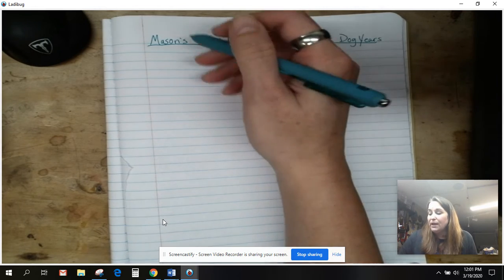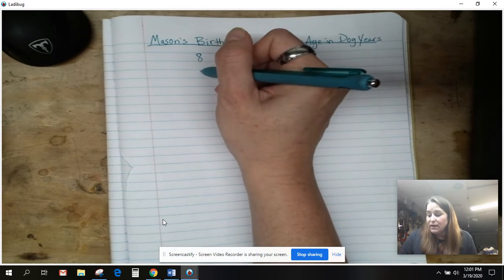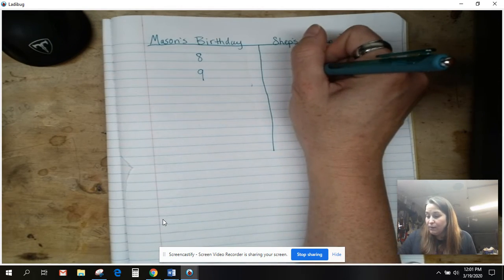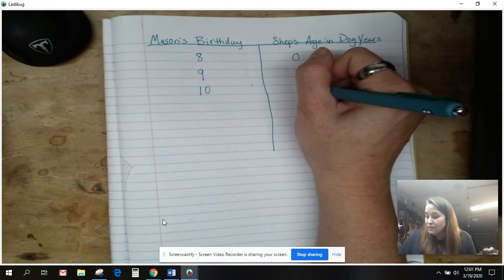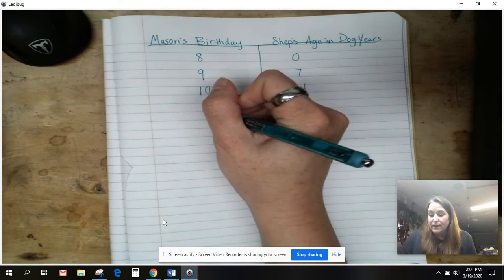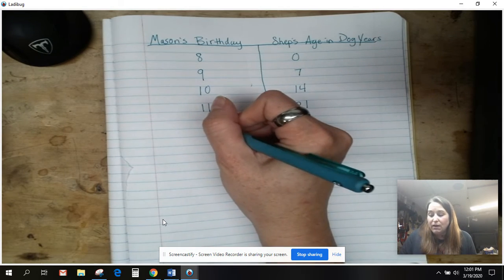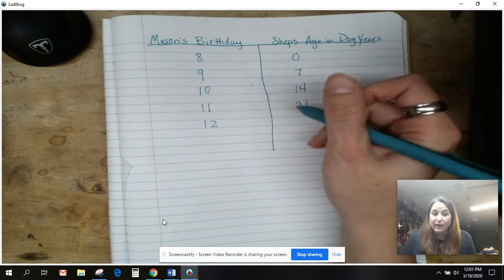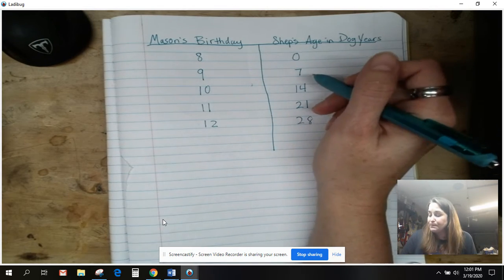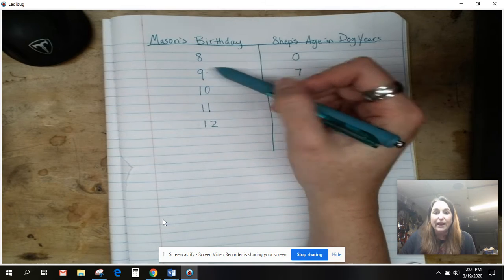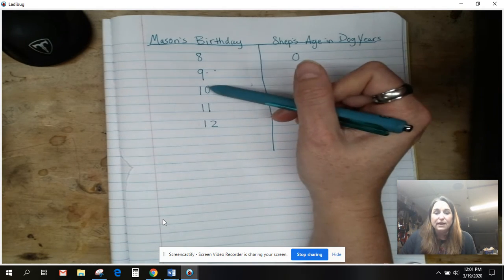So Mason's birthday, he was 8 years old. Shep was 0 years old. Then on his 9th birthday, Shep was 7 years old. Then on his 10th birthday, Shep was 14 years old. On his 11th birthday, Shep was 21 years old. And then on his 12th birthday, Shep was 28 years old. So at first, 8 to 0, not making the relationship, then 9 to 7, then 10 to 14.